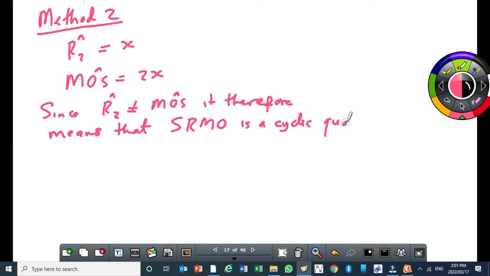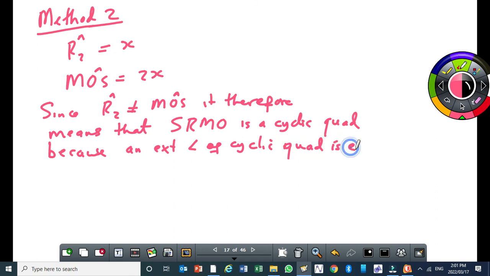It's not a cyclic quad. Maybe you can add here and say because an exterior angle of the cyclic quad is equal to an interior opposite angle.